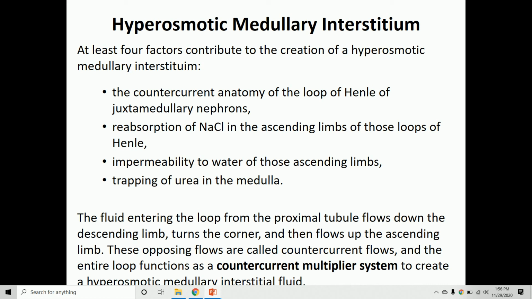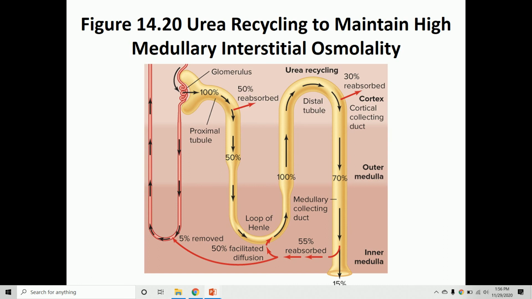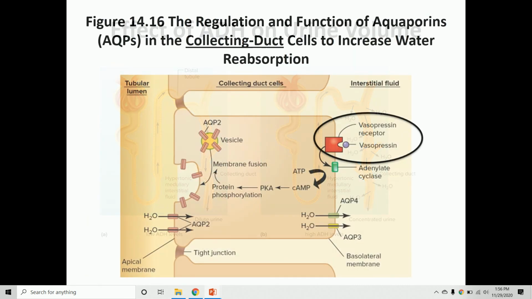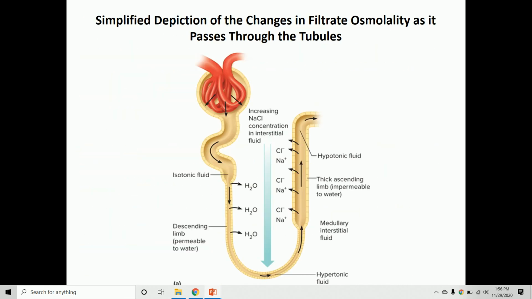It helps in the reabsorption of sodium and chlorides in the ascending limb. And because the interstitial fluid in the medulla is hypertonic, that allows for the reabsorption of water in the descending limb. So I want to take a look at the image in order to better understand that. So I'm going to go back a couple of slides. There we go. So this nephron loop will be found in the medulla of the kidney. The interstitial fluid there is hypertonic.